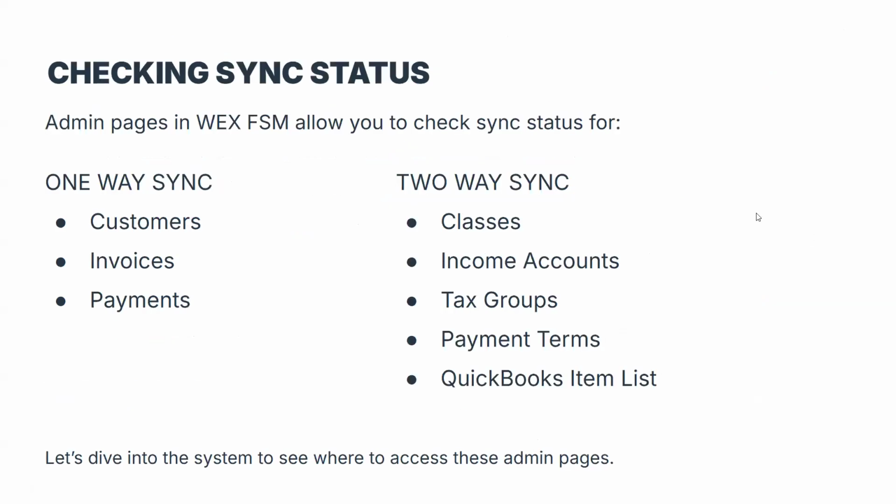And now we want to go into WEX FSM and show you a visual of these sync items. So we're going to check out some one-way sync items, customers, invoices, and payments, and where you can check the sync statuses of those. And then we will also look at our two-way sync items: classes, income accounts, tax groups, payment terms, and the QuickBooks item list. So let's go ahead and now switch over to WEX FSM.